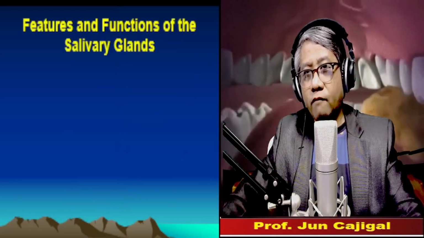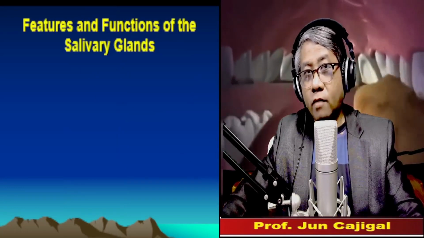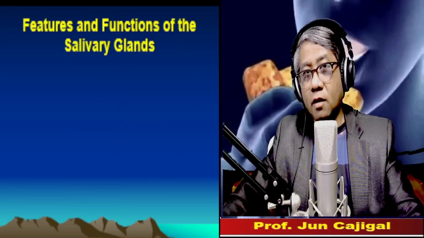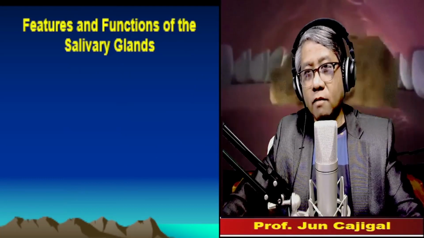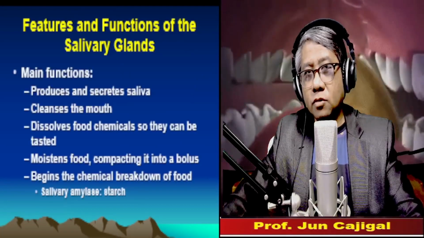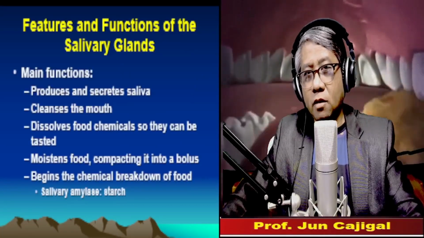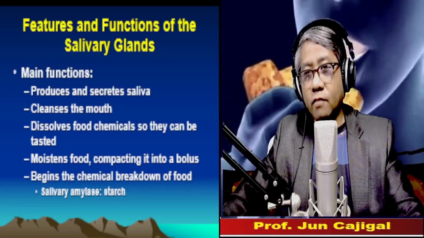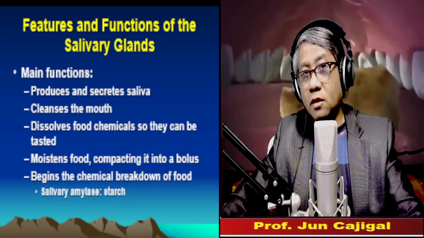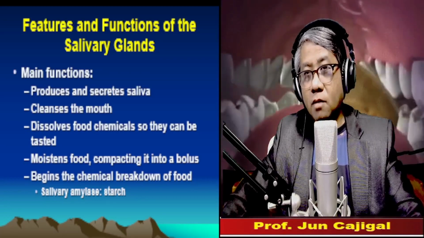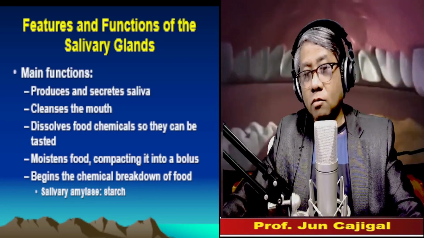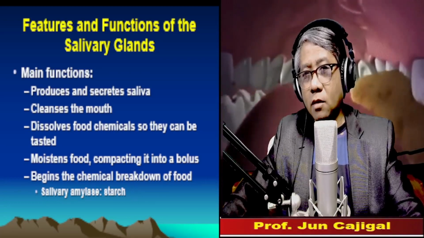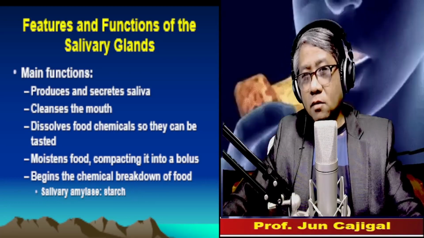Now, let's identify the features and functions of the salivary glands that produce the saliva. Now, the main functions of the salivary glands are as follows. So, produces and secretes saliva. Also, the saliva cleanses the mouth. The saliva also dissolves food chemicals so they can be tasted.